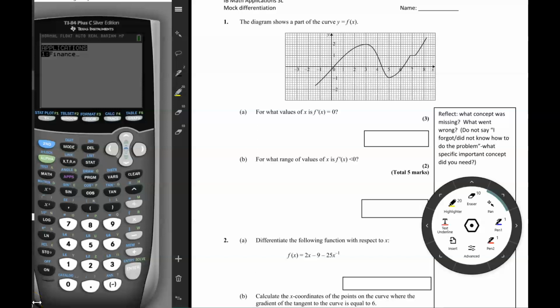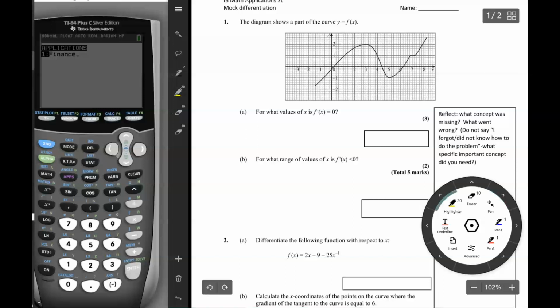Here's the solution for the mock for differentiation. The diagram shows part of the curve y equals f of x. They don't give us the equation for the curve, so we can't put it in the calculator. We're just supposed to analyze this curve depending on the questions that they're going to ask us.